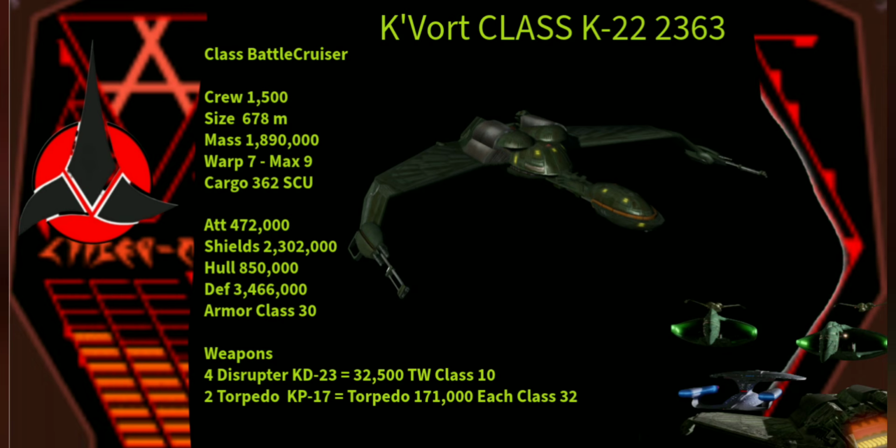So based on this probability, I've decided to go ahead and increase the hull strength to the max that I think it's possible to get, which is 850,000. That's going to give the ship an armor class rating of 30. Now, we'll talk more about this in later videos, but just understand armor class 30 is about the same as a Constitution class or a Miranda class starship.